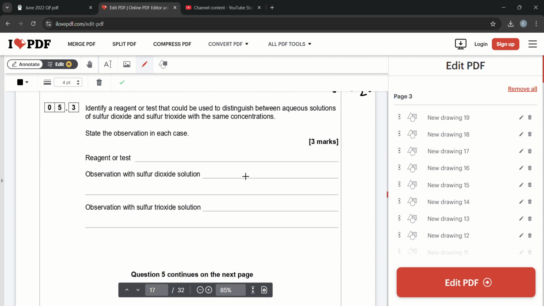Identify a reagent or test that could be used to distinguish between aqueous solutions of sulfur dioxide and sulfur trioxide with the same concentration. Sulfur dioxide, SO2, sulfur trioxide, SO3. So a reagent or test to distinguish between aqueous solutions of them.